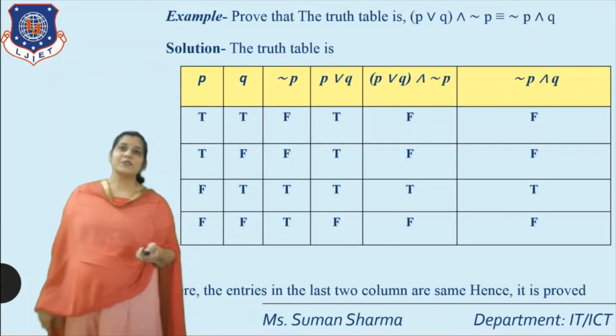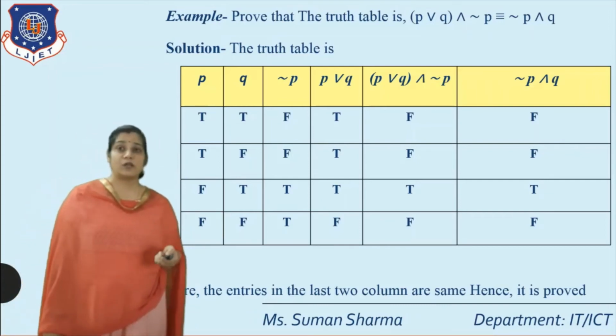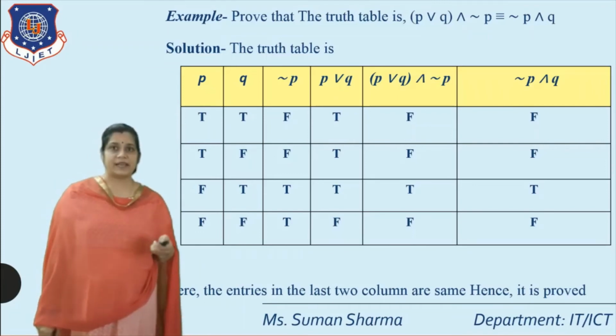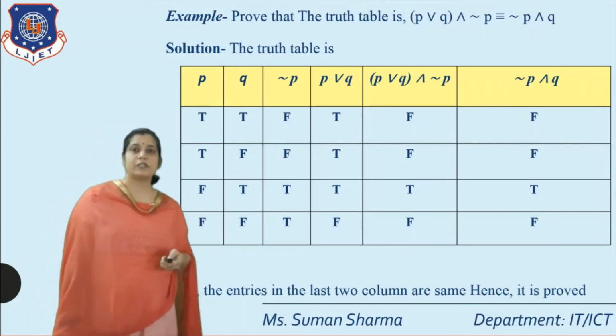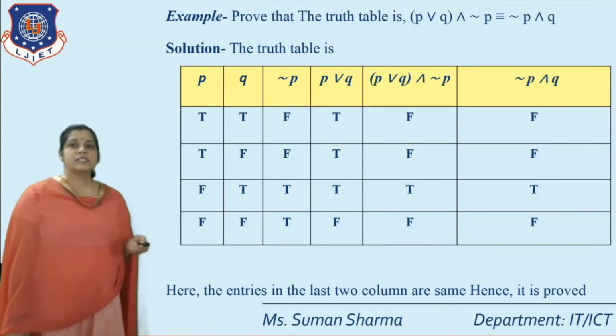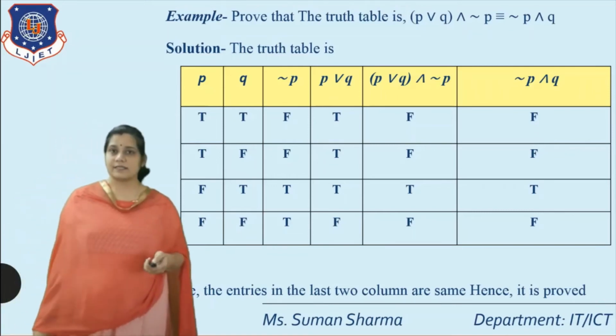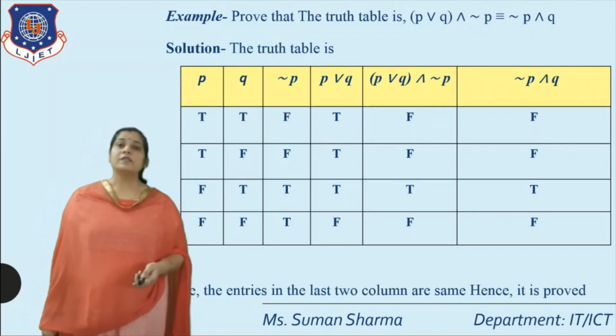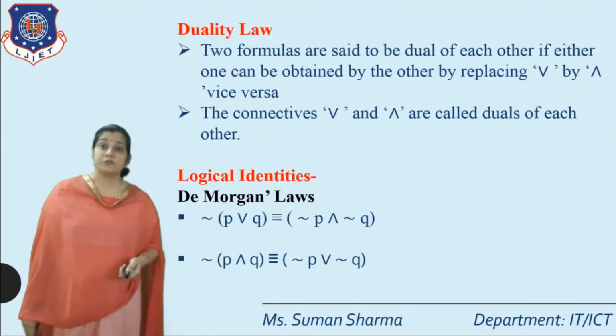Okay, so according to the fifth and the sixth columns, the last two columns, all these values are the same: F F T F, F F T F. So the entries in the last two columns are the same, and it is true that P and Q, both the statements are equivalent.